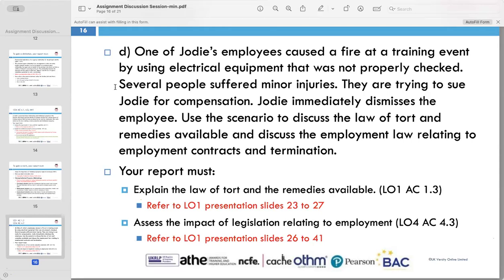Yep. My thing is, whatever happened, it happened. If they try to sue, according to me, she is actually responsible for the compensation, like medical treatment or whatever. At the end of the day, she's the responsible one. Exactly. So according to me, even though Jody is my client, she made two mistakes. One, she didn't properly check the equipment. And then she immediately dismissed the employee who tried to sue her. Yes, I think so.